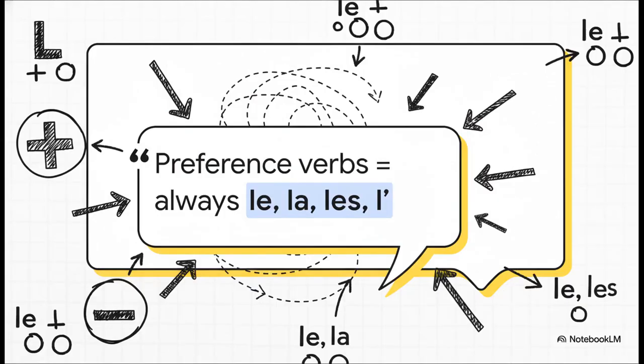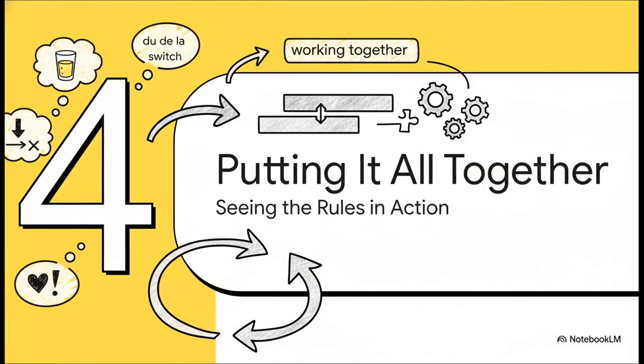So here's the rule you just need to burn into your brain. If you are using one of those preference verbs, you don't use du or de la at all. You always use the definite articles, le, la, les, and you stick with them, whether the sentence is positive or negative. It's that simple. Okay, we have all the pieces of the puzzle now. We've got the some rule, the negation switch, and the big preference verb exception. So now let's put it all together and see how these rules work together in a real sentence.